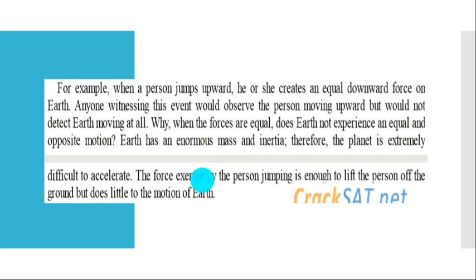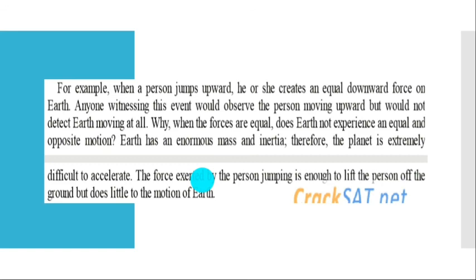How does that happen? You said, teacher, that action and reaction are equal force and opposite direction. Why, when the forces are equal, does Earth not experience an equal and opposite motion? Because Earth has an enormous mass and inertia. You can't compare the mass of Earth with the mass of the object or the person. Therefore, the planet is extremely difficult to accelerate.